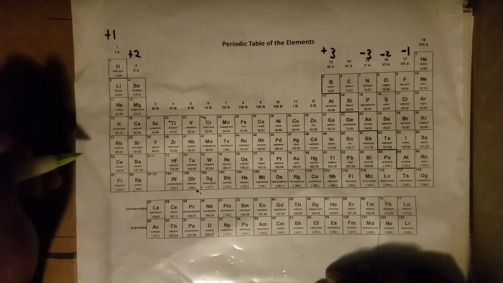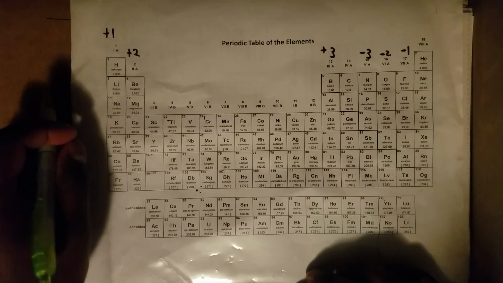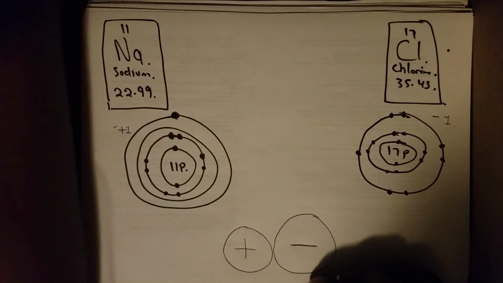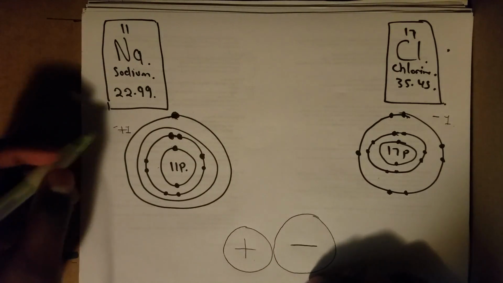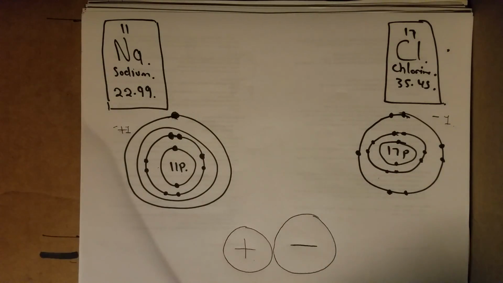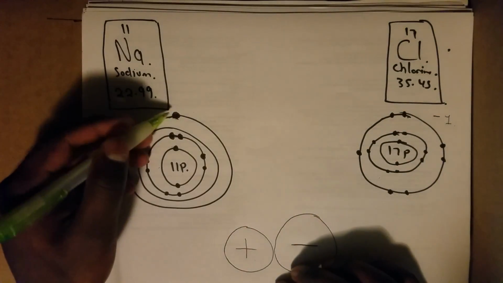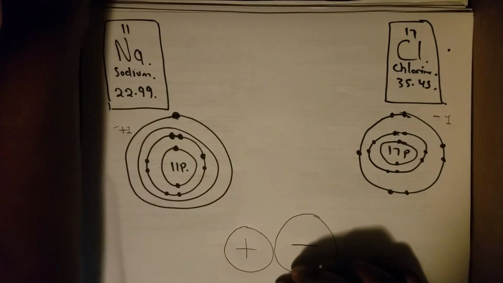So the reason why we put +1 there is because, if you think about it, sodium will always lose 1. So in a bonding situation, sodium will eventually always create a 1 plus charge.